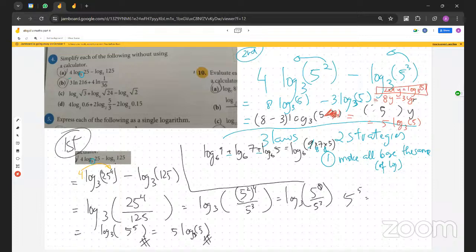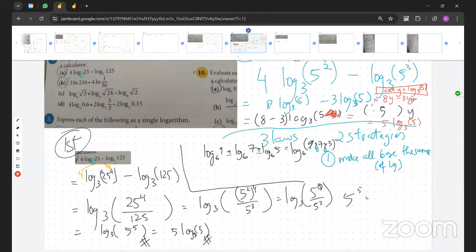Yes or no? The reason being? Very good. The reason being? Doesn't match with the base of the logarithm. Of the law. All right.